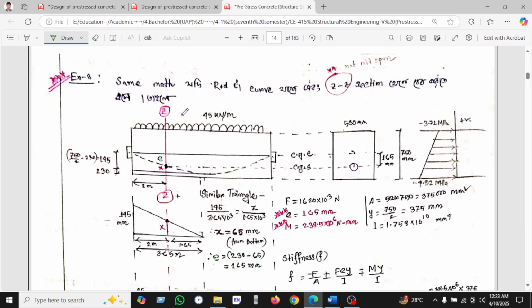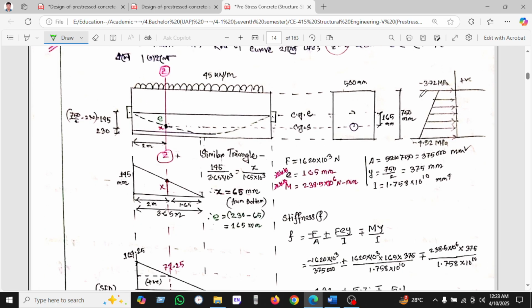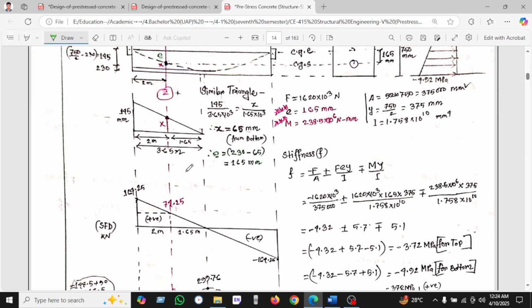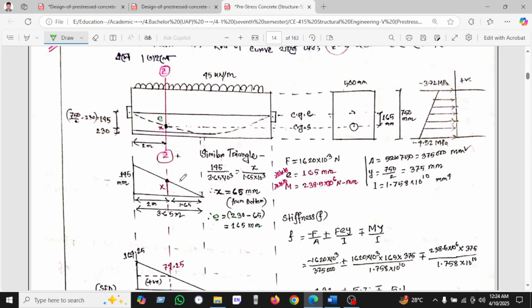So what will happen? The same curve and Z section we have to calculate. Okay, the dimensions are the same, everything will be the same. So let's see how we calculate. As we have been seeing here, as we know, it is taken from 145. So we know the 145. This is how we calculate. This is the eccentricity of 145 millimeter.